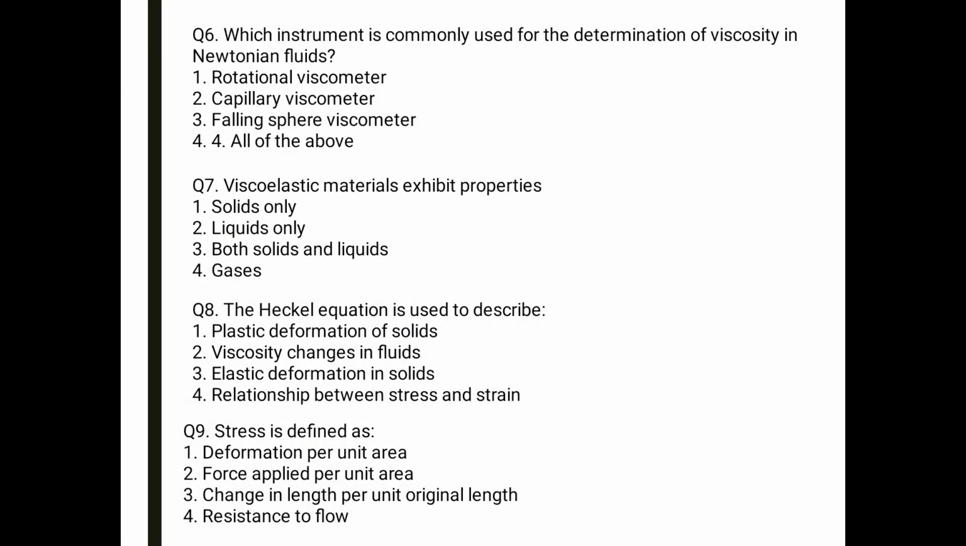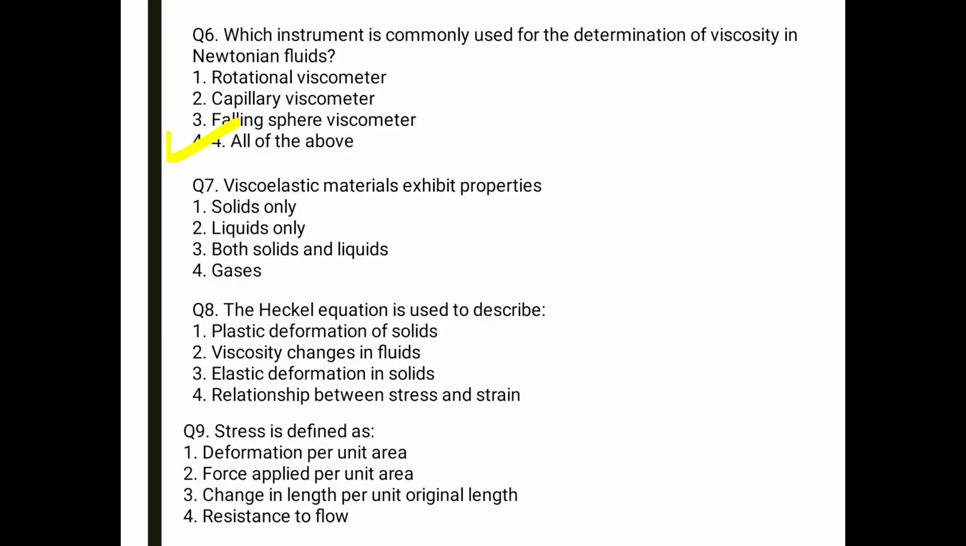Next, which instrument is commonly used for determination of viscosity in Newtonian fluid? First, rotational viscometer. Second, capillary viscometer. Third, falling sphere viscometer, and fourth, all of the above. All of the above is the correct answer. These are the commonly used instruments for Newtonian fluids: rotational viscometer, capillary viscometer, and falling sphere viscometer.